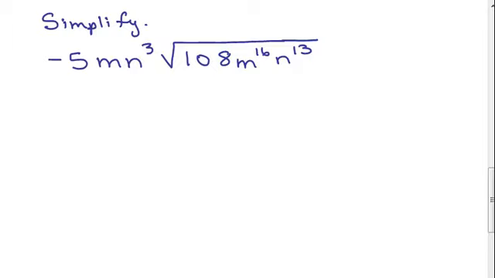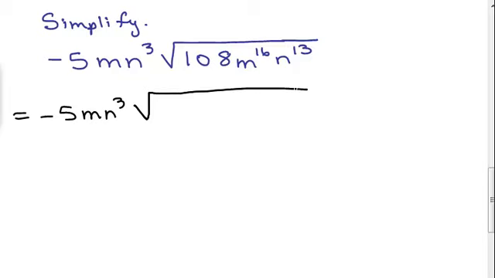All right, we need to simplify this problem. So we need to simplify what's in the square root. We still have what's out in front, which is negative 5mn cubed, and this is a square root. So we need to write what's in the square root as perfect squares.